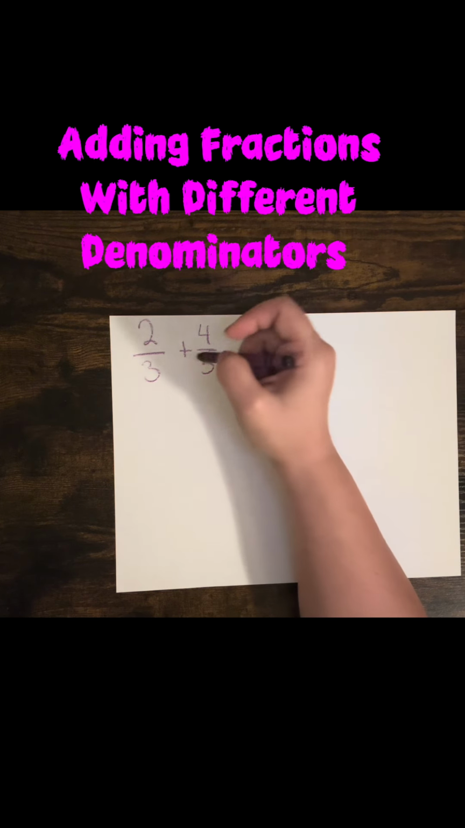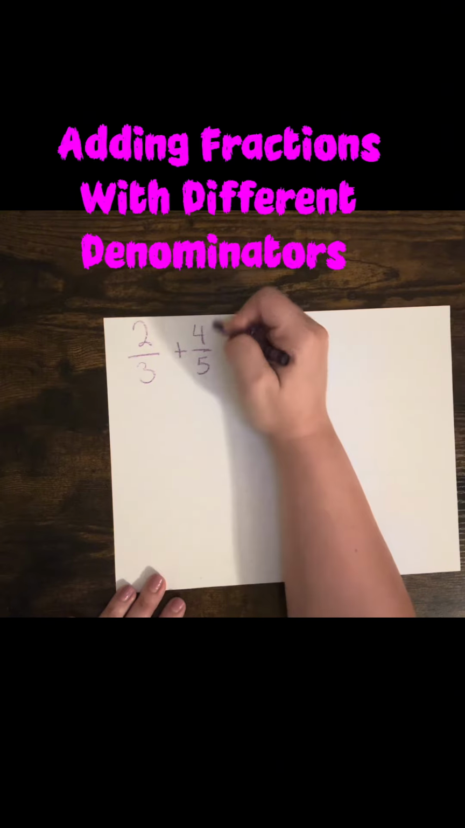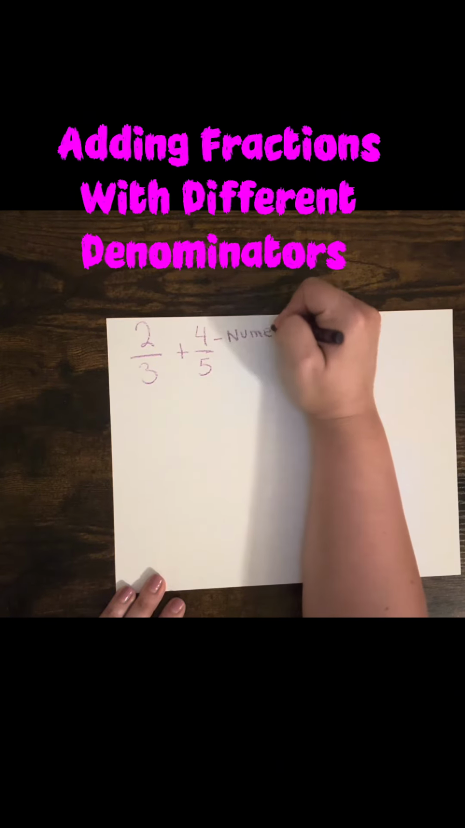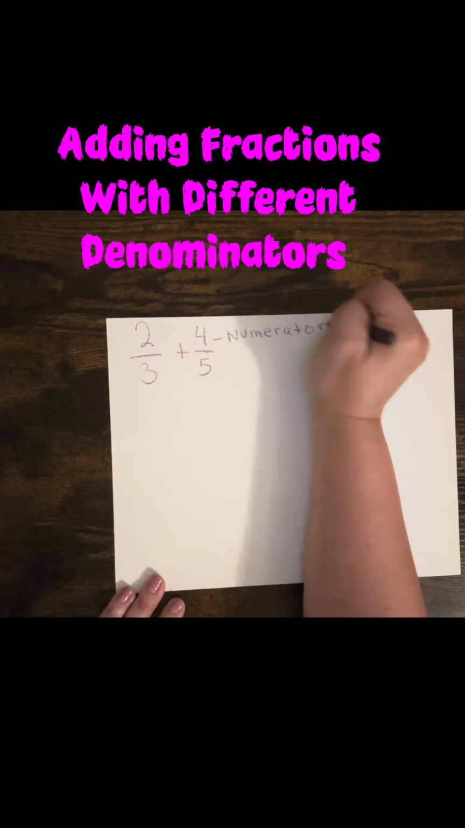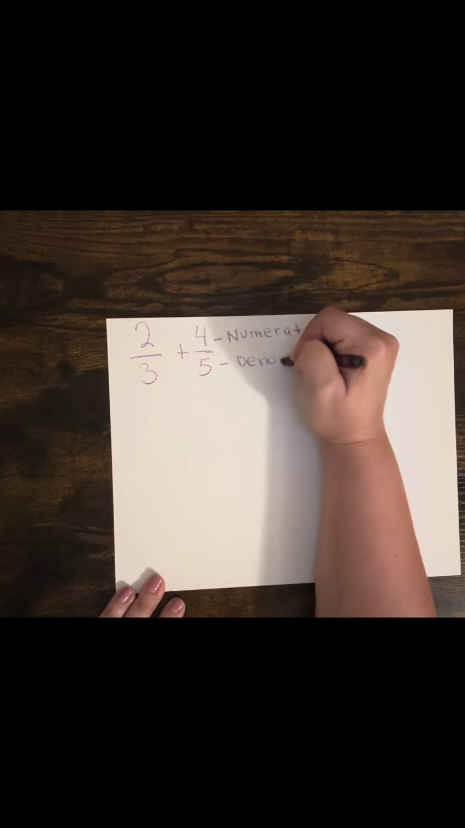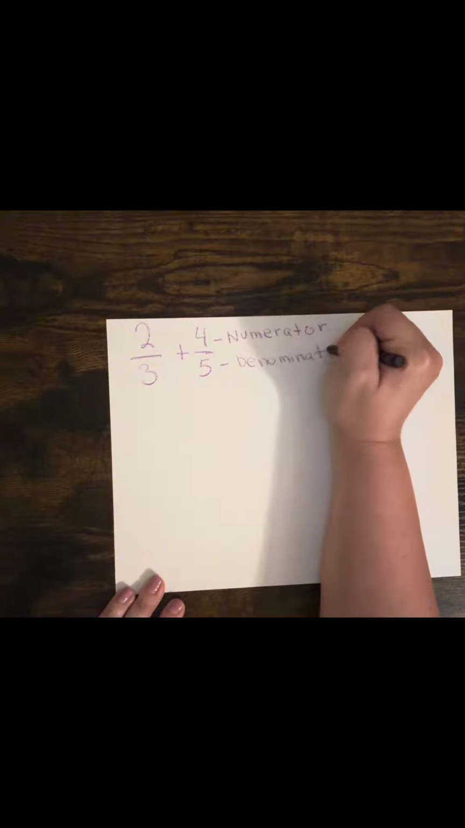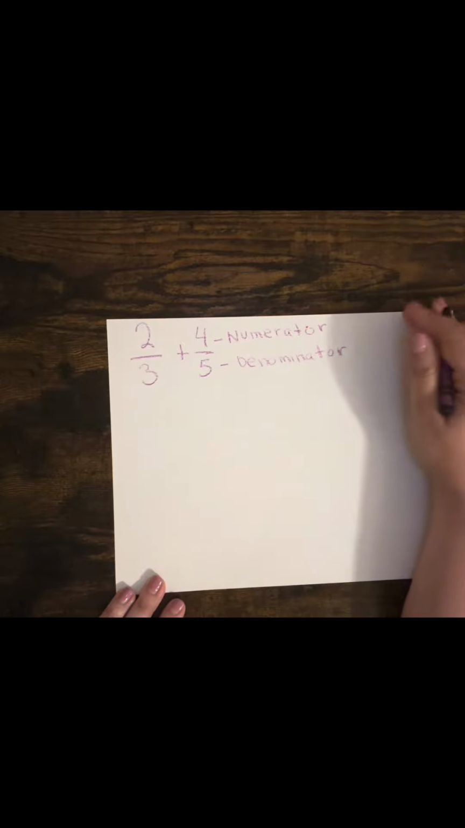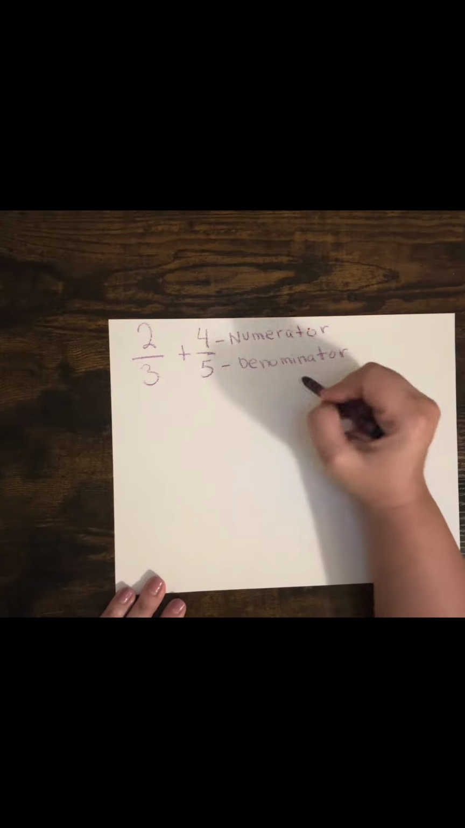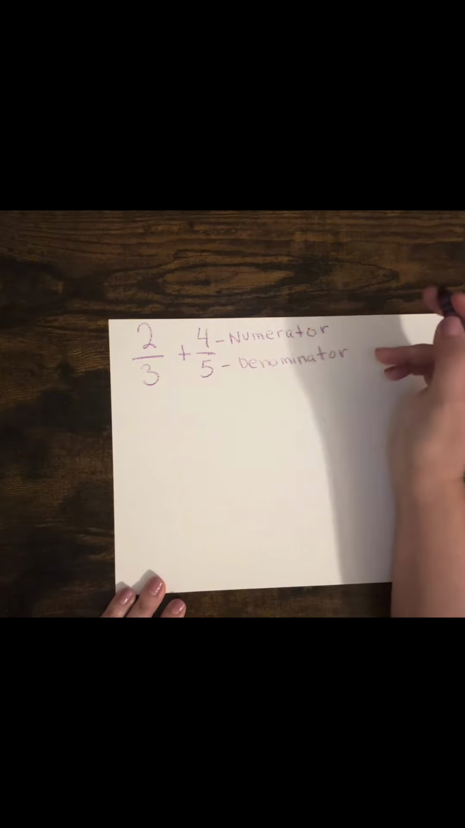If we look at the fraction, the top part of the fraction is always going to be called the numerator. Going to label that. The bottom part of the fraction is called the denominator. We cannot add fractions that have a different denominator. That's a big no-no. So watch and see how I'm going to tackle this problem.